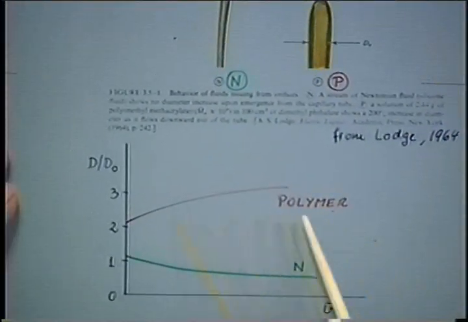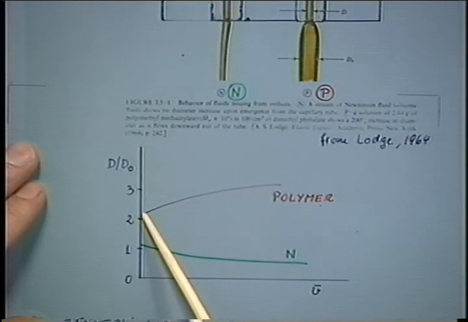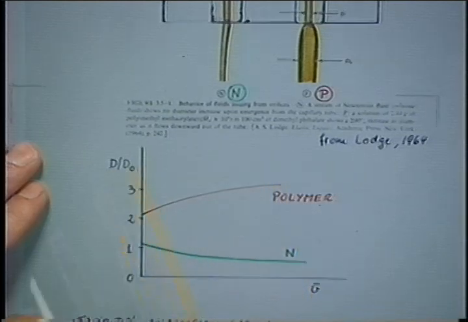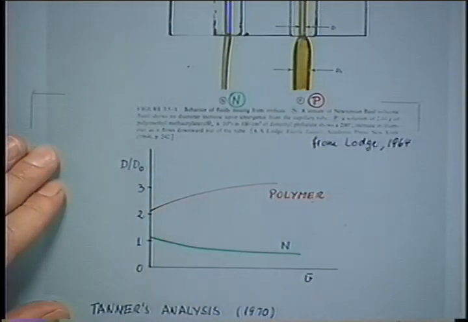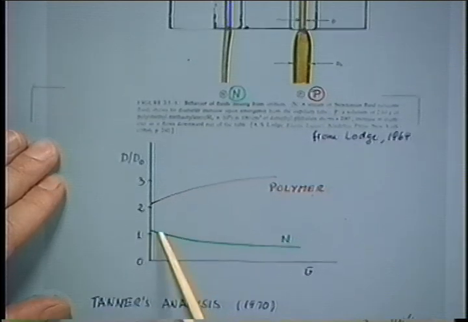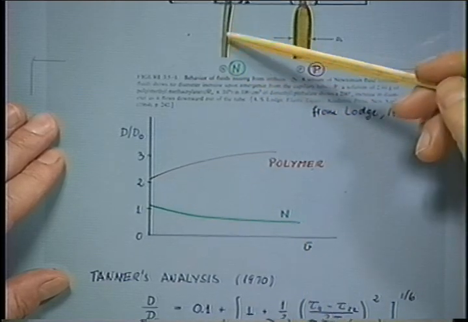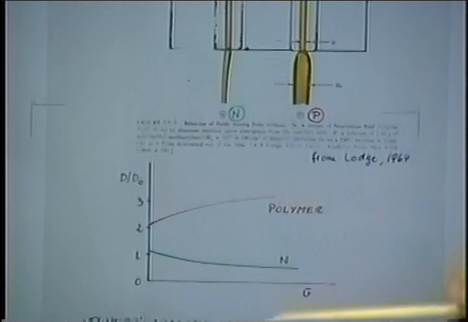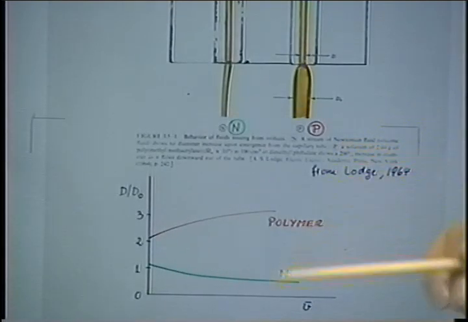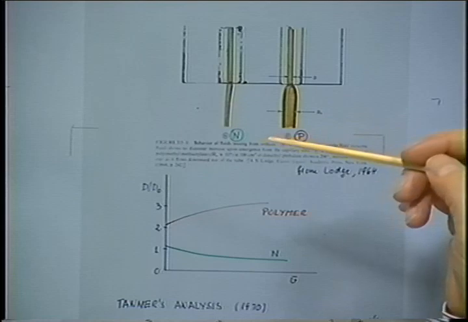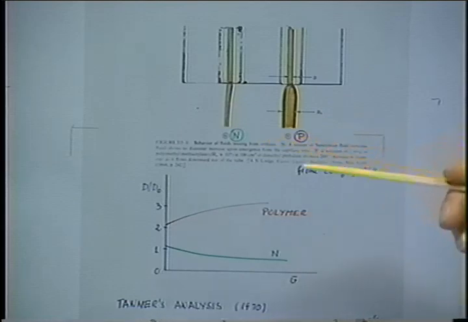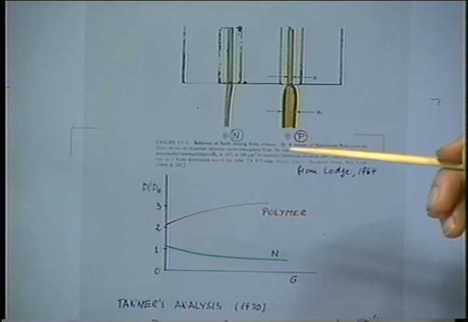When you draw this here for the polymer, between 2 or 3 times the capillary diameter can be seen in the exudate. On the Newtonian liquid, it shrinks. Now, in the Newtonian liquid, everything is given by a balance. The dominating thing is conservation of kinetic energy.